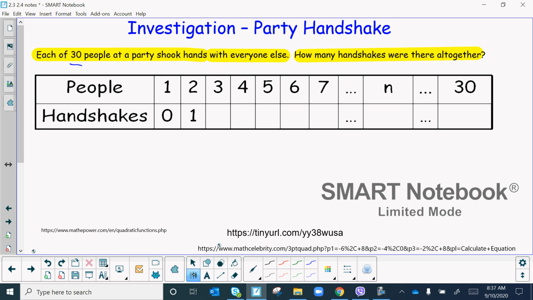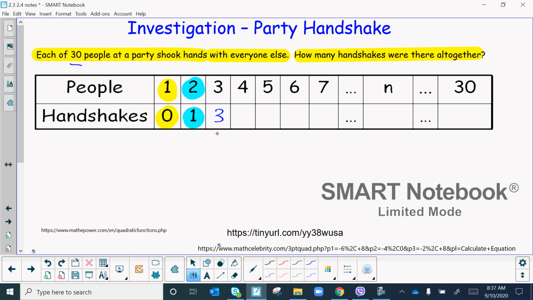What if there's only one person at this party? Well, there's no one else to shake hands with, so that means 0 handshakes took place. What if there's 2 people at the party? So me and you. Well, we can only do 1 handshake and that's it. What about if there's 3 people at the party? Think about it. This person shakes hands with this one, those 2, and then those 2. So that means there's going to be 3 handshakes if there's 3 people.